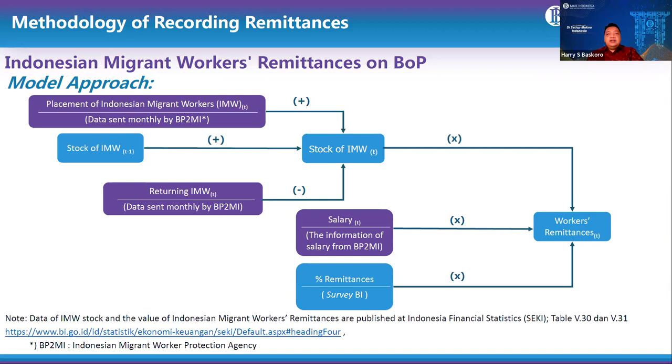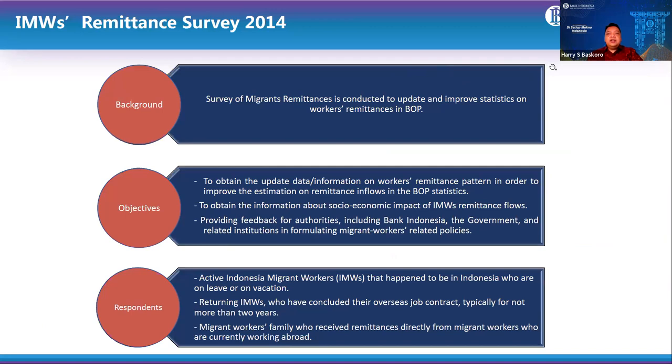The remittance survey we use is to obtain the required data for the calculation of Indonesian migrant workers remittance, also to obtain the updated data for information on workers' remittance pattern in order to improve the estimation on remittance inflows in the BOP statistics. We also have updated the survey in 2019. However, currently we have returned to using the results of the 2014 survey, as the numbers are more representative of the migrant work condition after the pandemic. We are currently in the process of conducting an updated survey this year and it is projected to be completed by September.